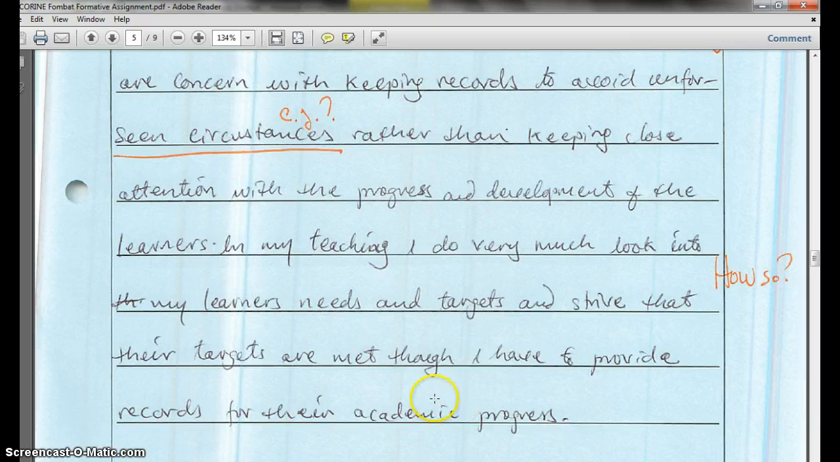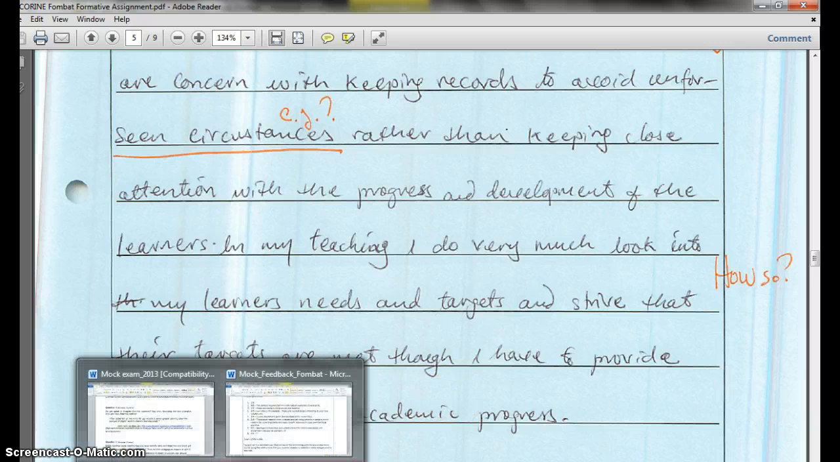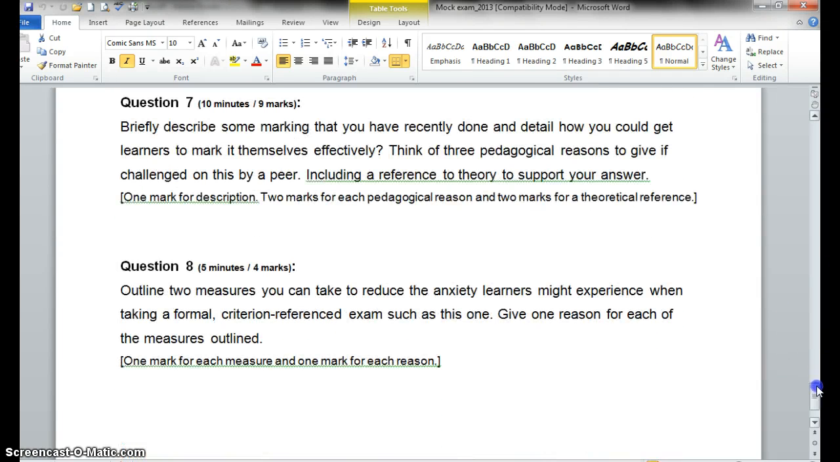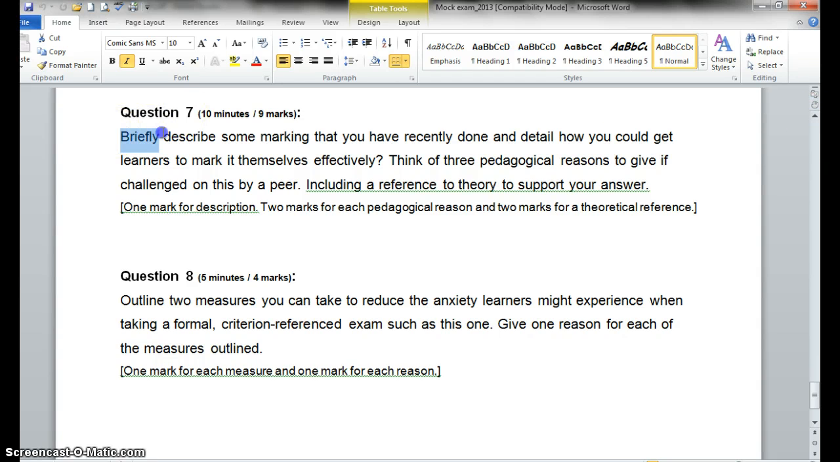Okay, so number 7, let's see. Question number 7 was one that everyone found tricky for one simple thing. So it says here, briefly describe some marking that you've done recently and detail how you could get learners to mark it themselves effectively. So this whole question was about self-assessment. Not peer assessment, it's about self-assessment, because they're not marking each other's work, they are marking it themselves. And then think of 3 pedagogical reasons to give if challenged on this by a peer.